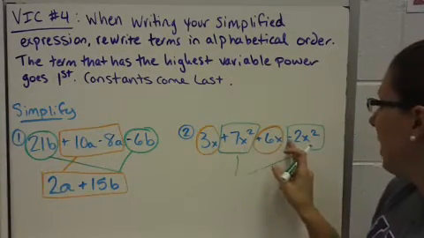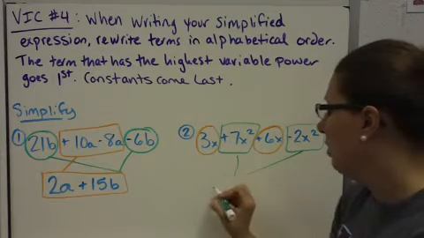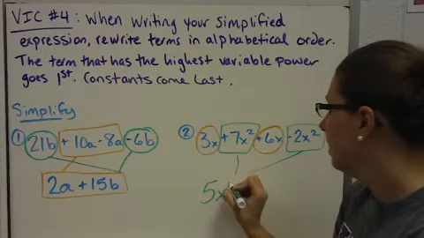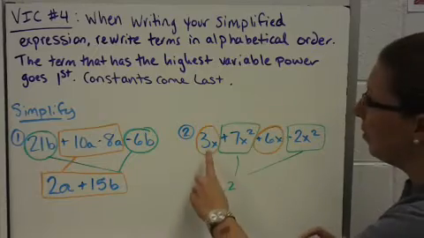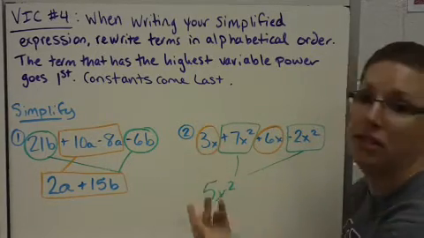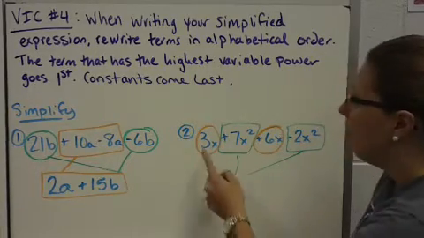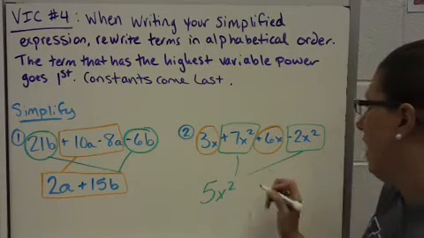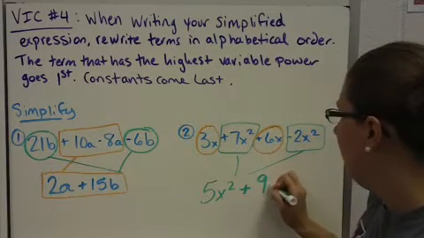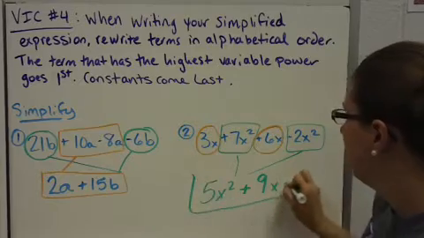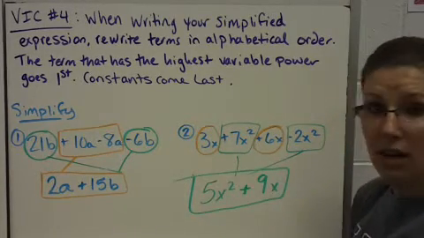7x squared minus 2x squared gives me 5x squared. And then I've got a positive 3x. I know it's positive because there's not a minus sign in front of it. Positive 3x plus 6x is 9x. Alrighty.